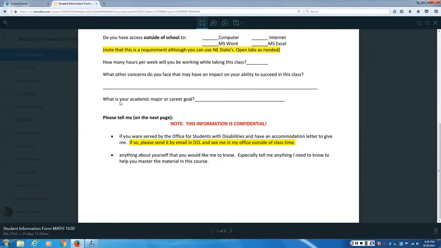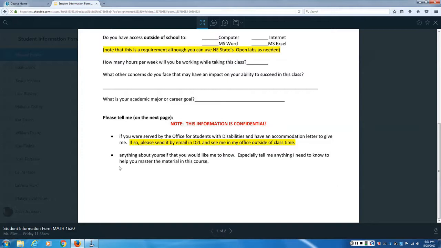Okay, and then most of the rest of this is just I'm trying to get to know you. What's your academic major or your career goal? Where do you want to go? Why are you here? Why are you here in this class necessarily? Why are you at Northeast State? Why are you at college? What do you hope to get out of this? And I really do want to know that.